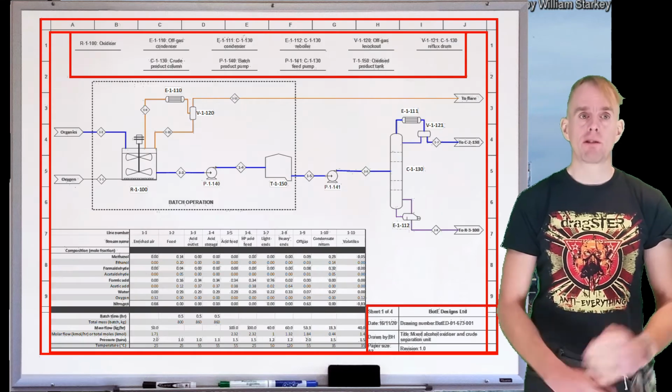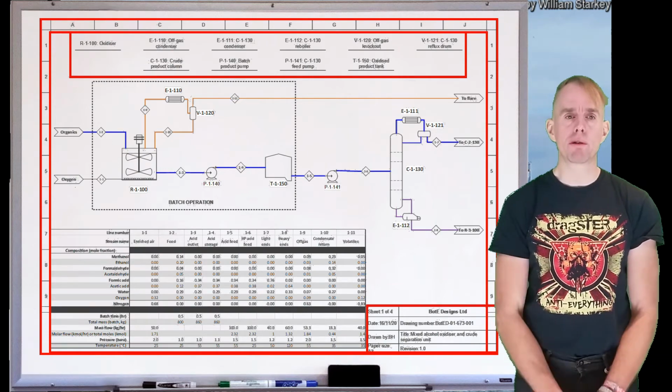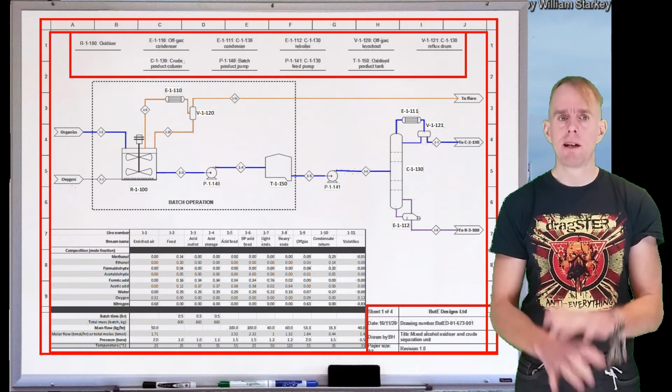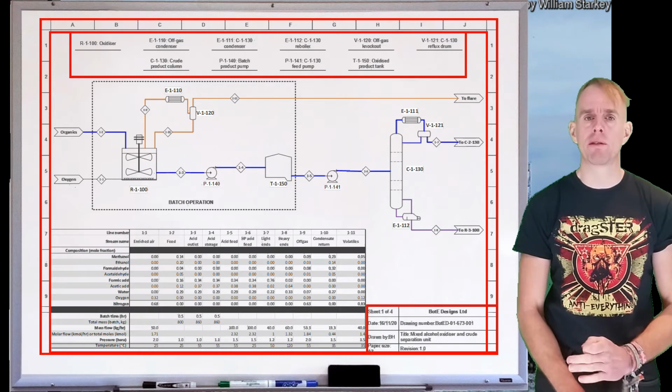Let's see what else we can see on our process flow diagram. I've highlighted here on the whiteboard some bits of ancillary information. There's a patch of information at the top, there's a border, and there's a box at the bottom right-hand side. So let's have a look at what information's there.